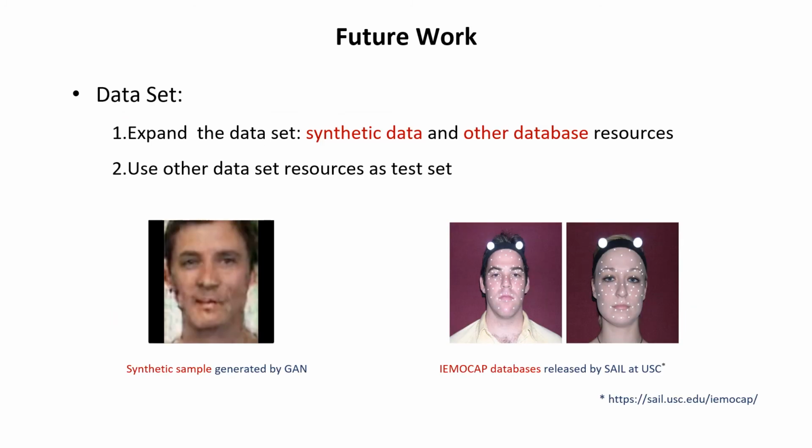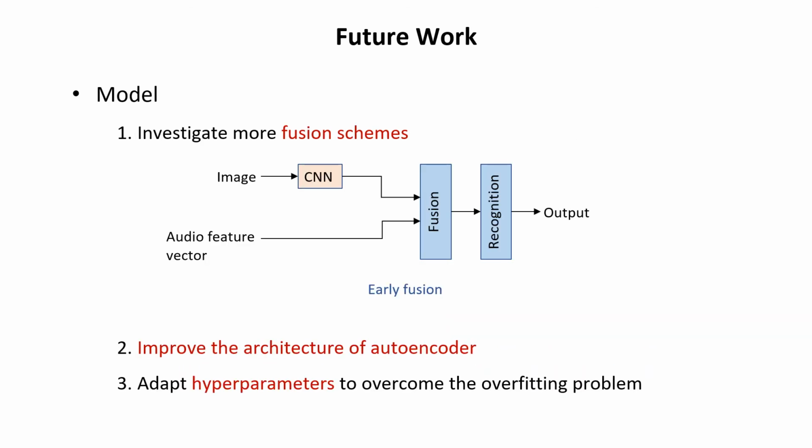There are some directions for our future research. Firstly, we plan to use GAN to generate synthetic data to expand the dataset. Besides, it would be better for us to include more databases for training and evaluation. As for the model, we intend to improve the architecture of the autoencoder to extract more flexible and reasonable features. Moreover, because our trained models currently have an overfitting problem, we still need to adapt hyperparameters to overcome this issue. We are sure that, after further investigation, our end-to-end multimodal emotion recognition system will perform outstandingly compared with previous work.